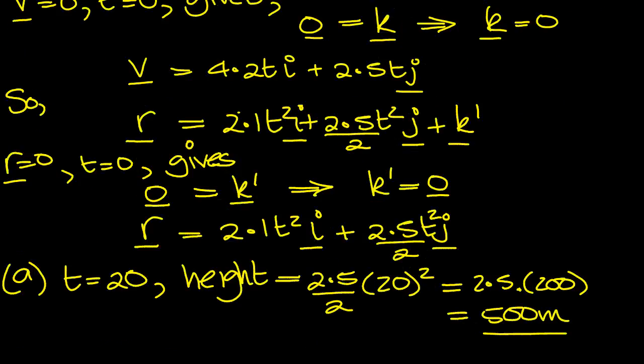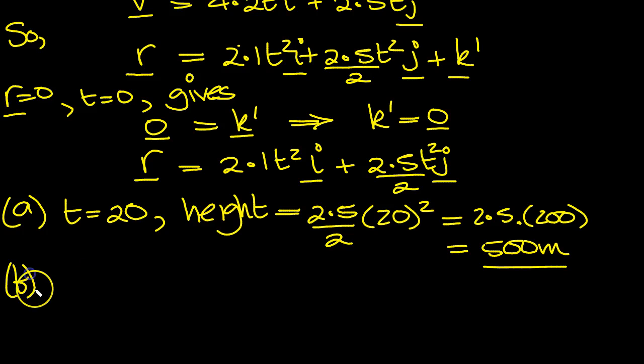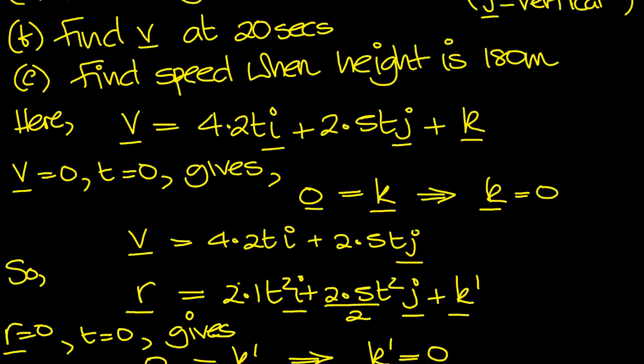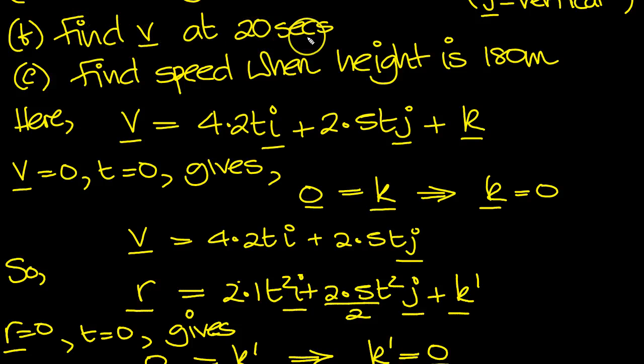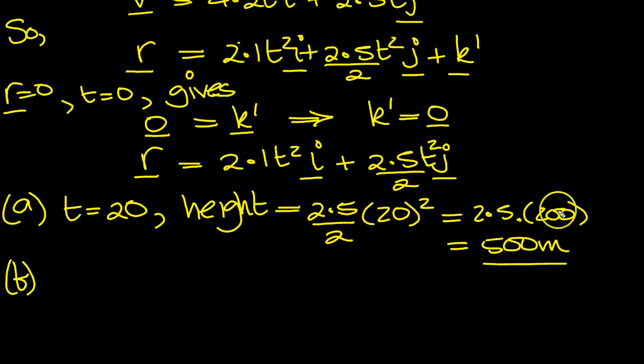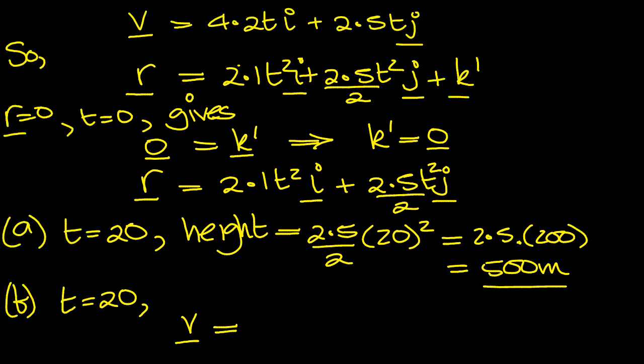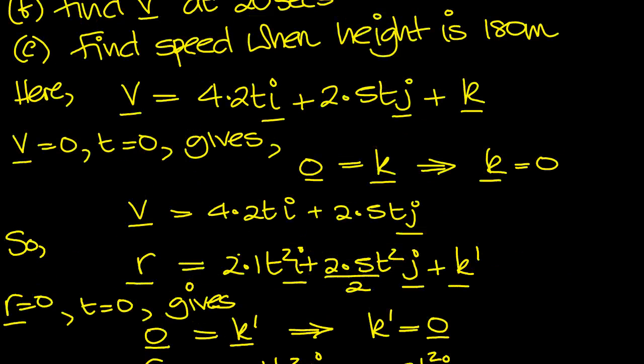Find v at 20 seconds. So part B. Let's just look at that again just to be sure. Find v at 20 seconds now. So t equals 20, and then into the velocity vector is equal to 4.2 times 20, which is 84. Tap it in the calculator if you need to. i, and then 20 in here, 10 of these is 25, double that is 50. 50j, so that's the velocity vector. That's part B.